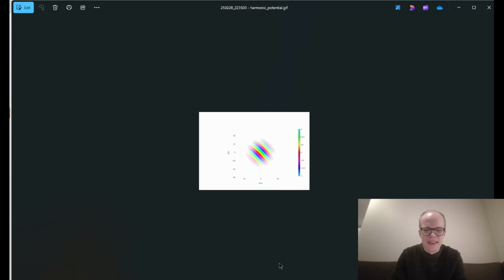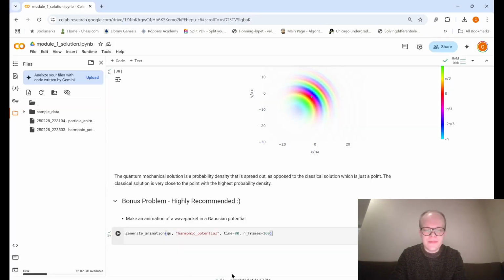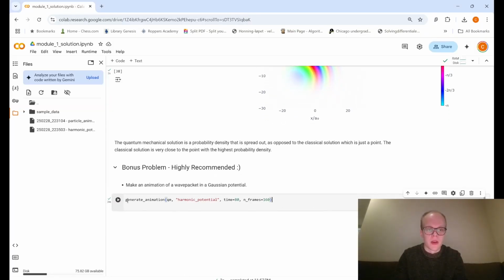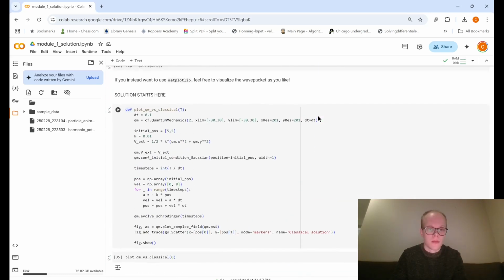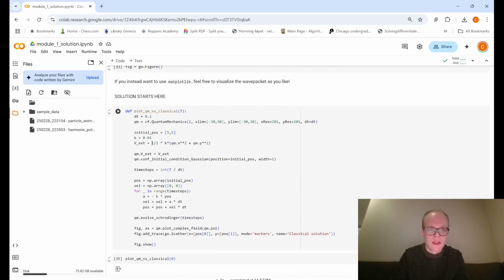All right. So feel free to play around with the code and set up your own potential. You can essentially just change this external potential to whatever you like and play around with the solution, generate some animations. Yeah, have fun with it.